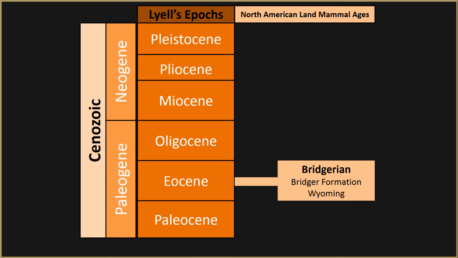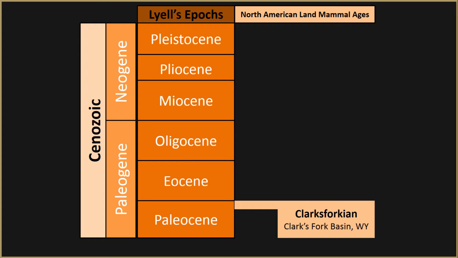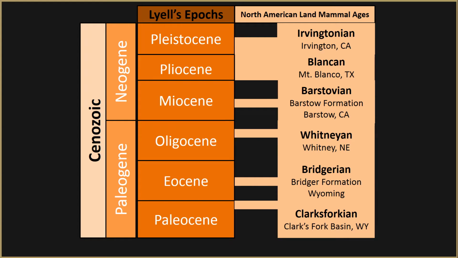The name Bridgerian came from the Bridger Formation in Wyoming and is the name of one of four ages in the Eocene epoch. The Paleocene includes four different land mammal ages as well, one of which was named for fossils found in Clark's Fork Basin, Wyoming. As you can see, the names for the various ages are based on a succession of fossil communities or biomes preserved at specific places. They do not necessarily mean evolution.